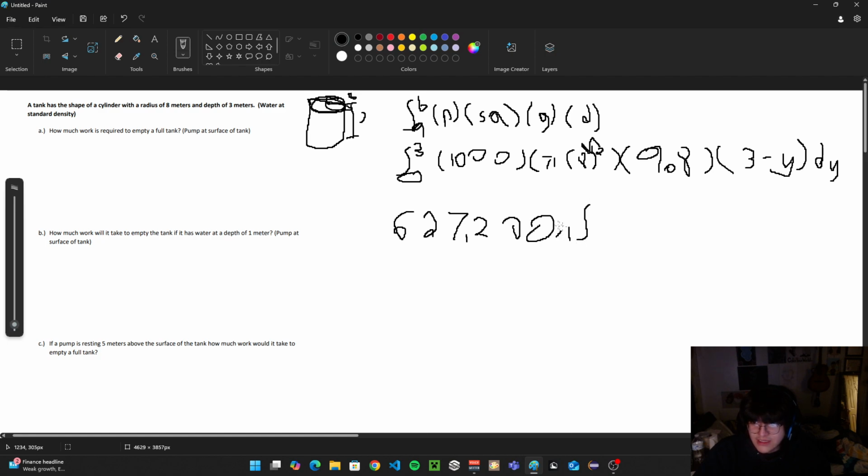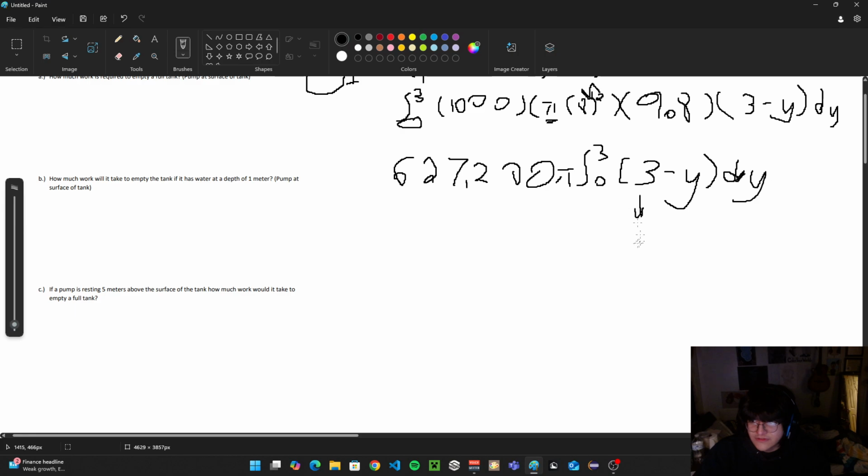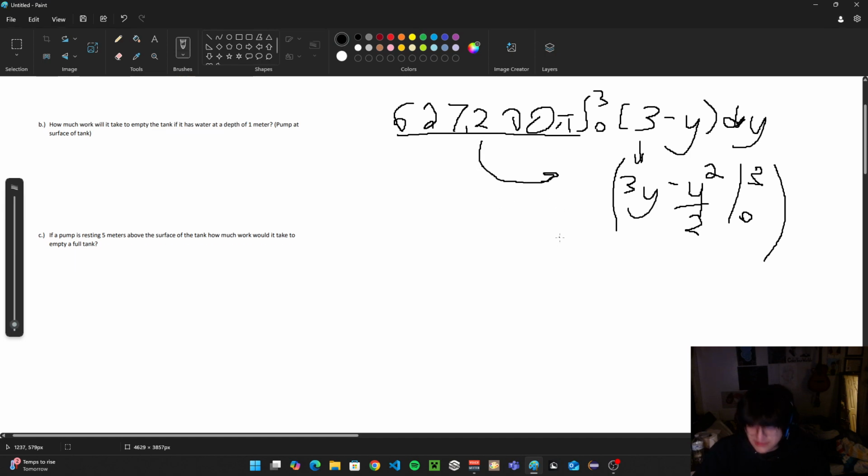And we have to keep the pi, because there was a pi right here. Then the integral from 0 to 3 of 3 minus y dy. Now we have to find the antiderivative of this. This should just be 3y minus y squared over 2, from 0 to 3, all being multiplied by this number. I'm not going to rewrite it, that's going to take a lot of time. Now we just plug in 3. We could plug in 0, but you'll notice you just get 0, so there's no point. When you plug in 3, you get 9 over 2.